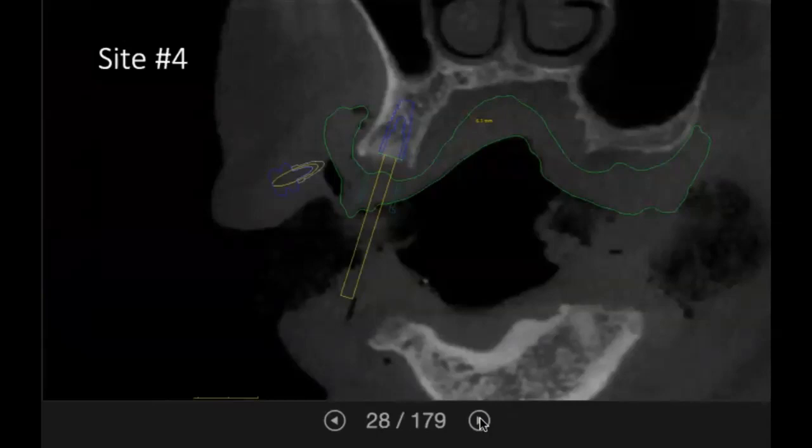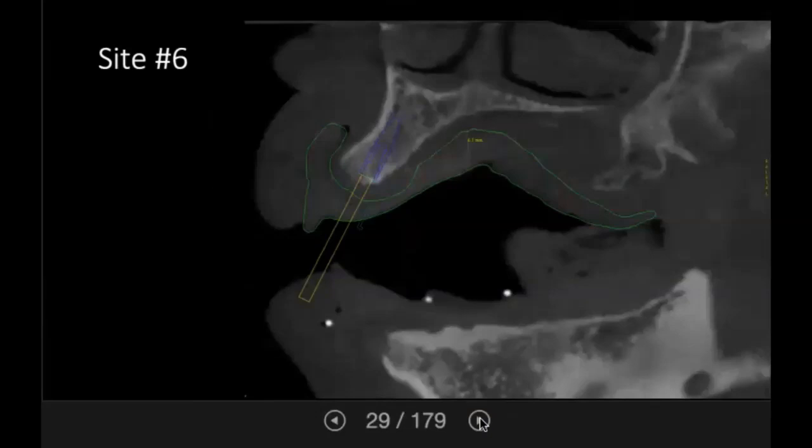Implant number 4 is planned to have a slight buccal angulation due to the morphology of the anterior maxillary bone. Implant number 6 is planned to emerge through the occlusal palatal surface of the denture, as this will be the ideal location for the locator housings.